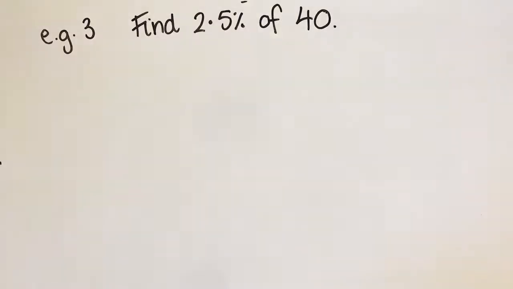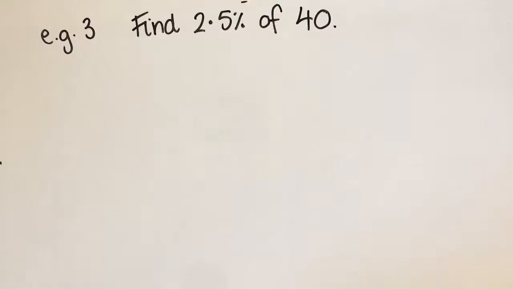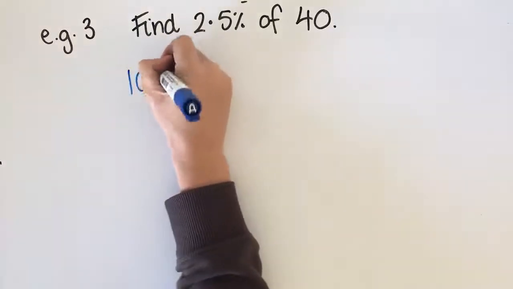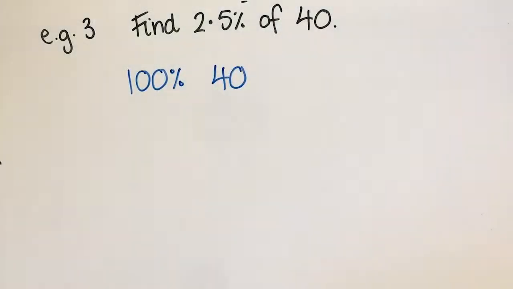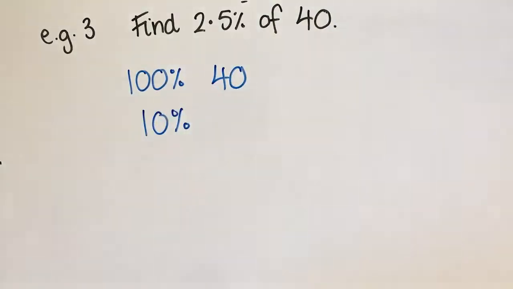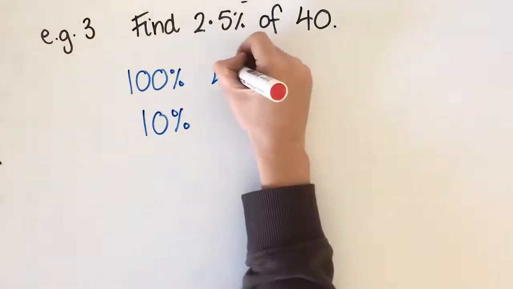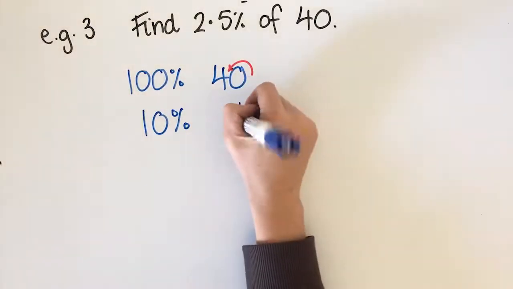So this is the last example that we're going to do, and we're trying to find 2.5% of 40. So what we can already see is that this is less than 10%. So we're going to need to use our knowledge of factors of 10. Okay, so if 100% is 40, I'm going to still use my knowledge of 10%, knowing that this is going to have to jump back 1 if I'm doing 10%. So that means that 10% is 4.